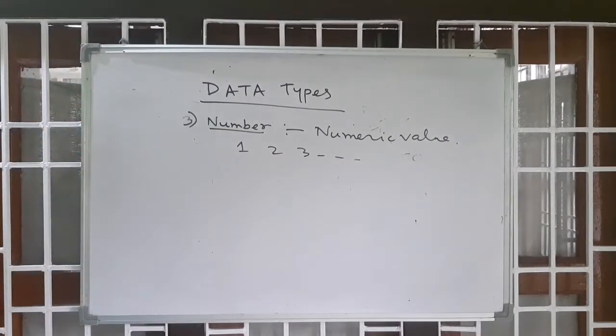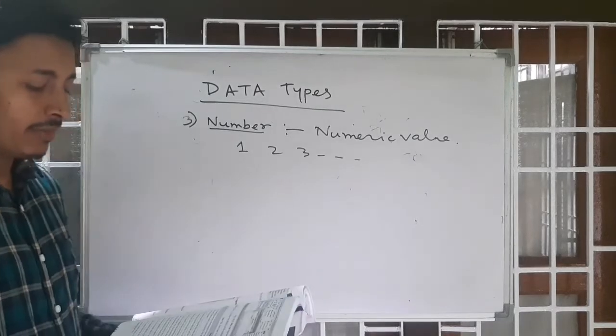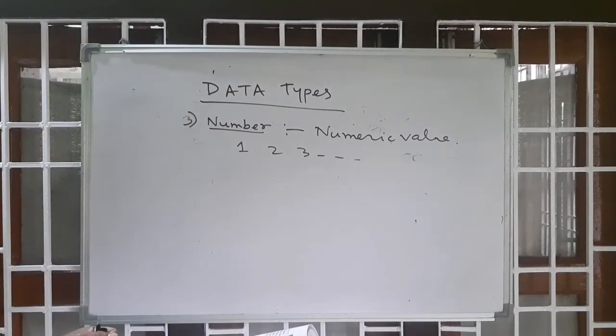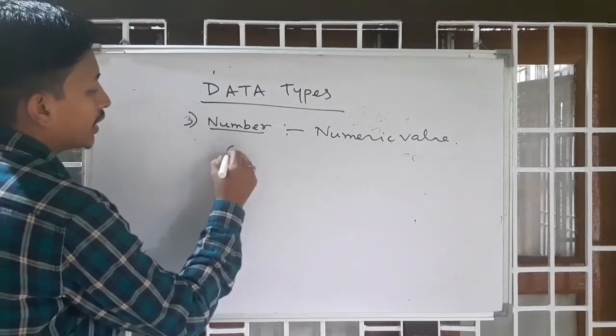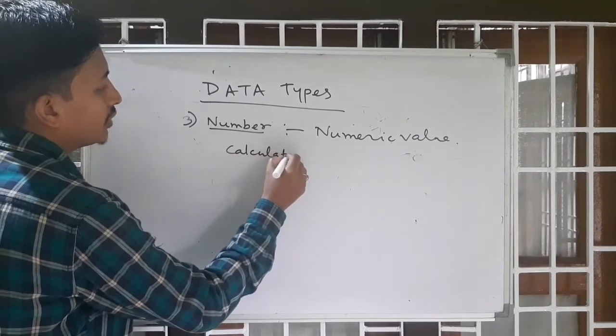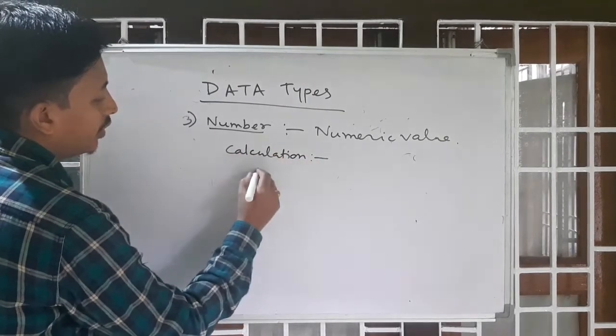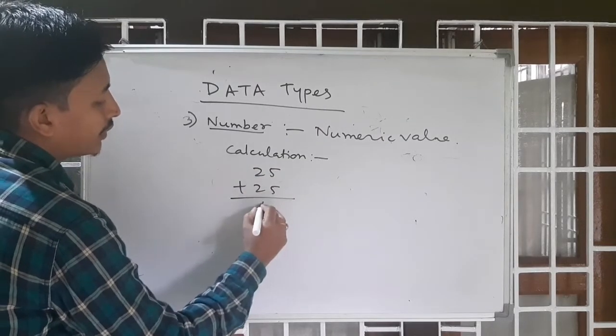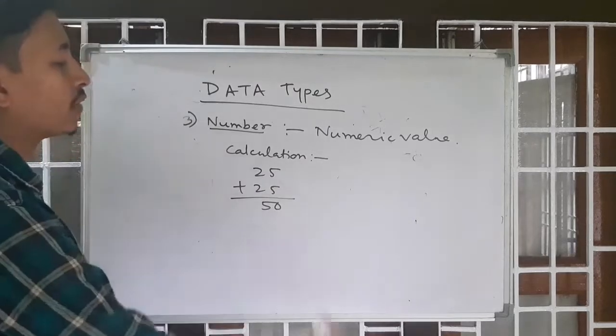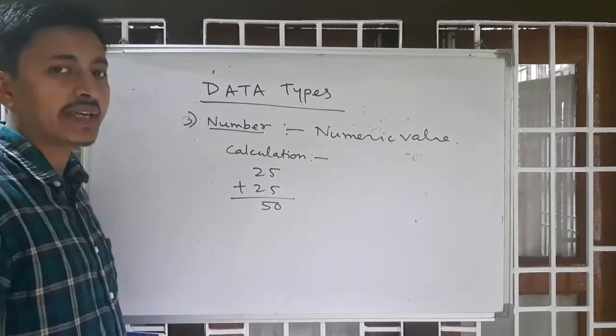Now see, in the book you can see here numbers. It is used for numeric data that will be used for calculation. For example, if I want to calculate, it is used for calculation. For example, 25 plus 25 is equal to 50. So in this case, we have to use numbers, not text.